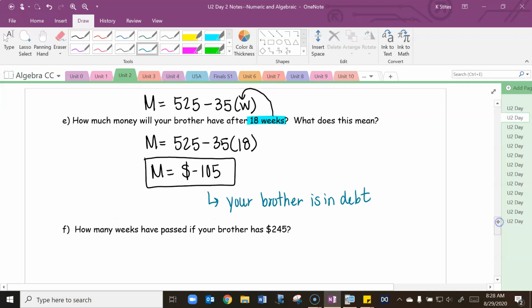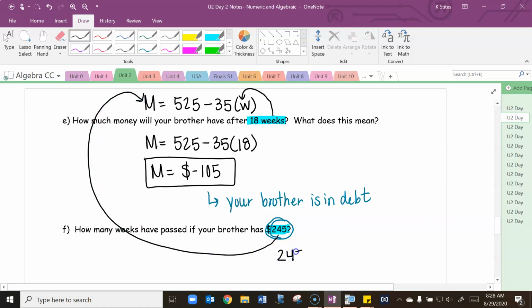How many weeks have passed if your brother has $245? So this is our last problem. 245. Is that weeks or is that money? Well, it's money, right? So guess where it's going to go? Right in for M. Plug it in. You're going to leave the rest of the function rule exactly the same. So 525 minus 35, and we're back to a W.